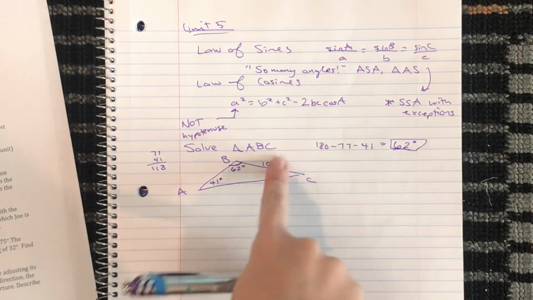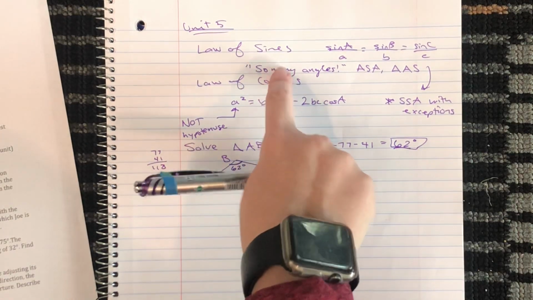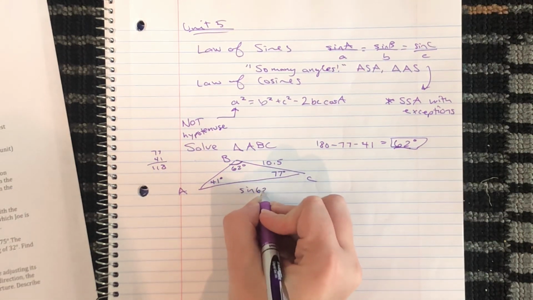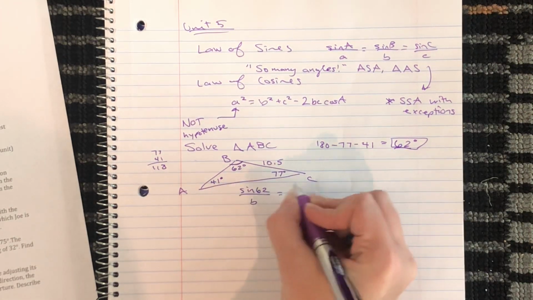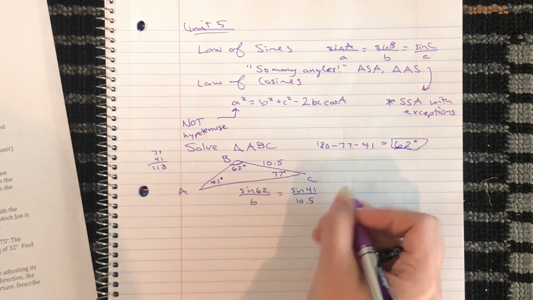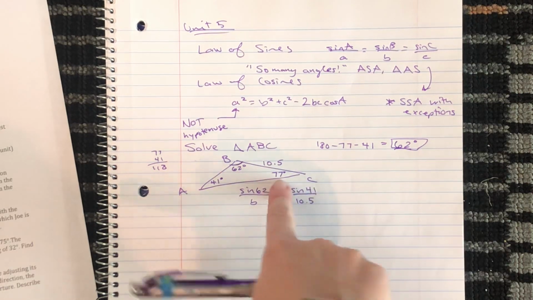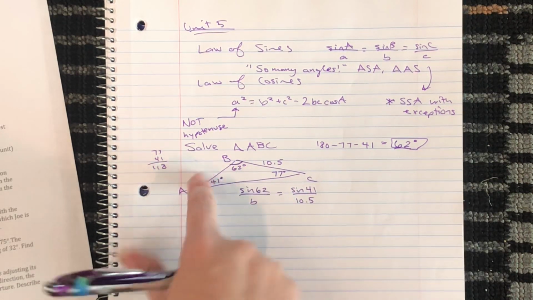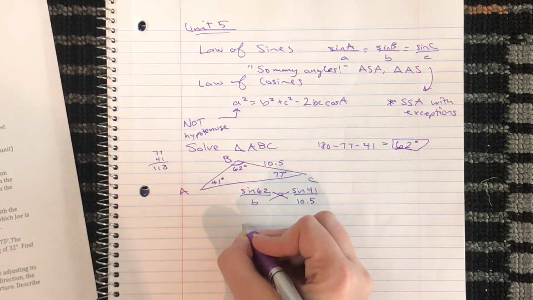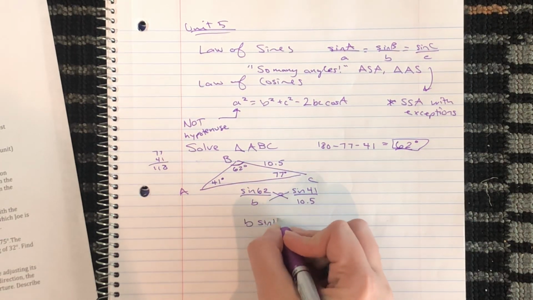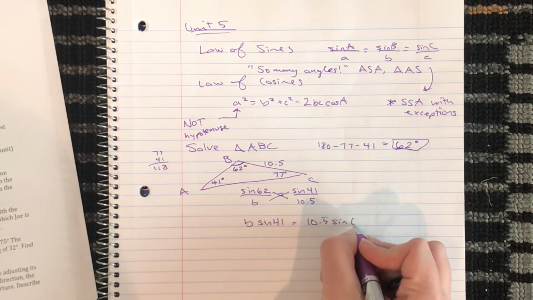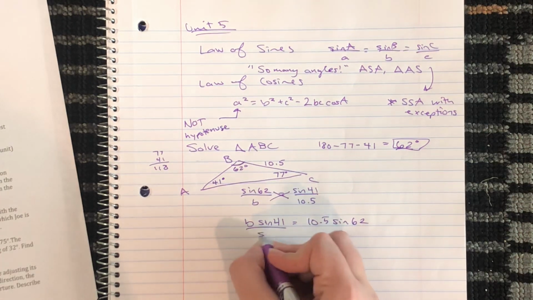I have one side, I have all three angles, so I'm going to use law of sines. Law of sines would say sine of 62 over b is sine of 41 over a. Now I did pick 41 strategically because if I picked 77, I wouldn't have that side length. Again, this is where my handy dandy calculator is going to help me out a lot. I would have b sine 41 equals 10.5 sine 62. Now I would divide by sine 41.